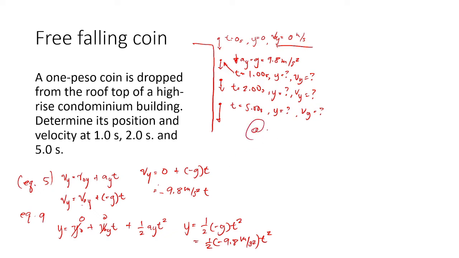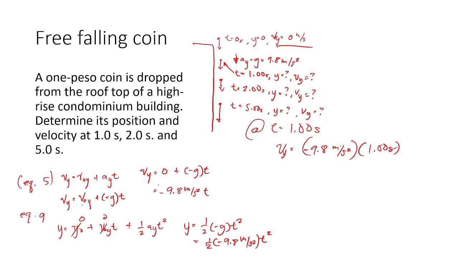okay, t is equal to 1.00 second. So, yan na lang gagawin natin. We just use this formula for our Vy. So, ang velocity natin ay Vy is equal to negative 9.8 meters per second squared. We just need to multiply that to time, which is 1.0 second.